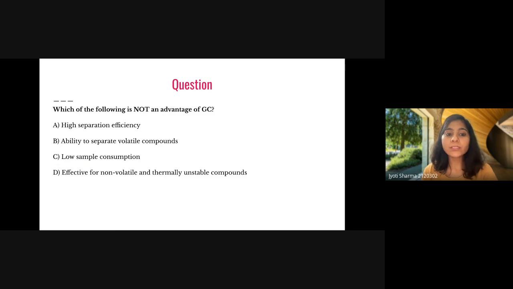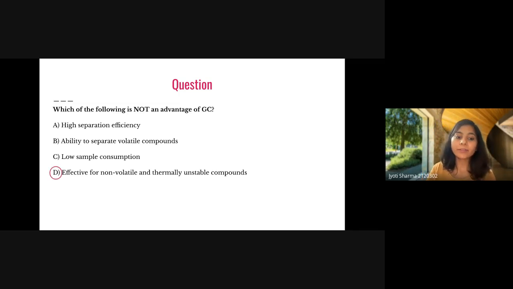Which of the following is not an advantage of gas chromatography? We have four options: high separation efficiency, ability to separate volatile compounds, low sample consumption, and effective for non-volatile and thermally unstable compounds. Priscilla gave me answer D. Okay, first C and then D. Venkateshwara also gave me D.